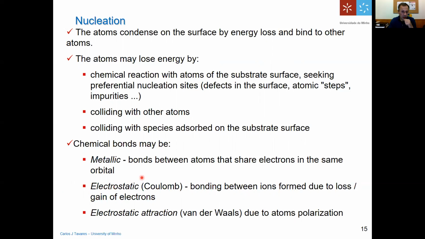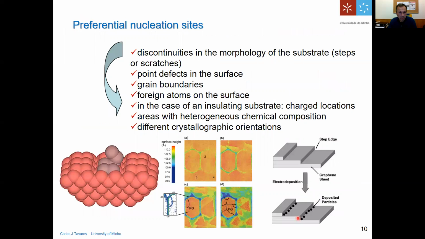For example, in metals, you will have bonds between atoms that share electrons in the same orbital, or you can have other types of bonds, for example, by using electrostatic Coulomb forces, bonding between ions, for example, in sodium chloride. Or you can have electrostatic attraction, van der Waals type, due to atoms polarization, and this is most common, for example, in polymers.